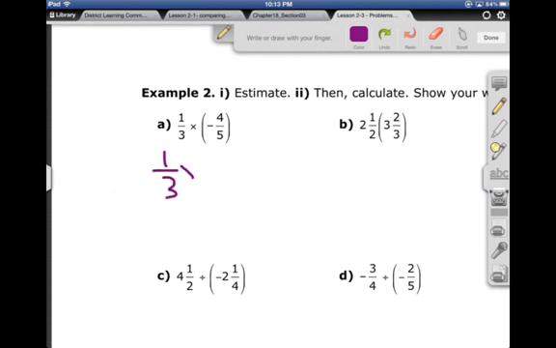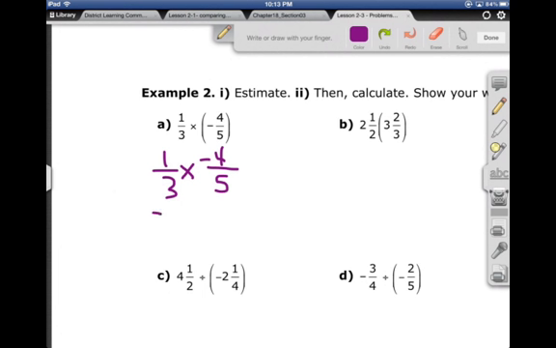1/3 times negative 4/5. Here's the secret. It doesn't matter if you make the numerator or denominator negative. The fraction on the left was positive and the one on the right was negative. Your final answer is going to be a negative fraction. Here's a little piece of advice. Just leave the negative sign by the numerator. It'll save time, and it's quite honestly just easier to remember. You were going to get a negative fraction anyways.